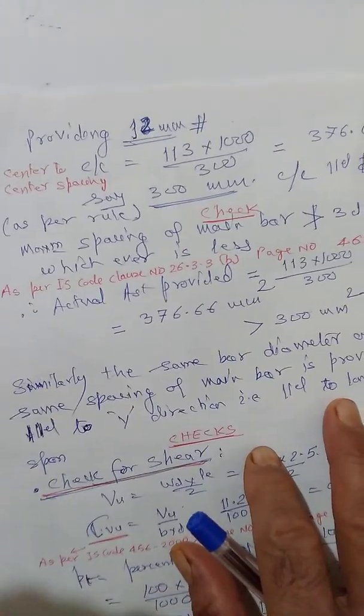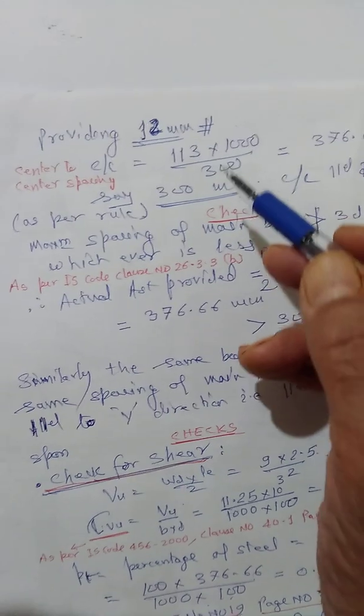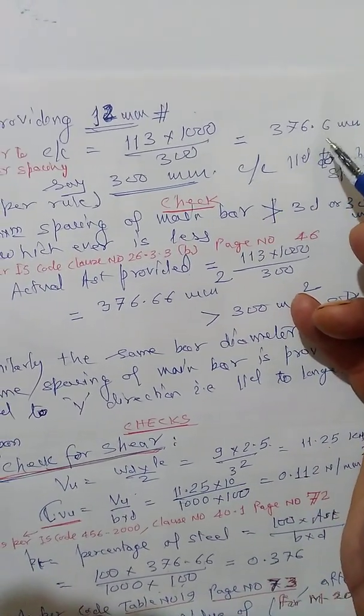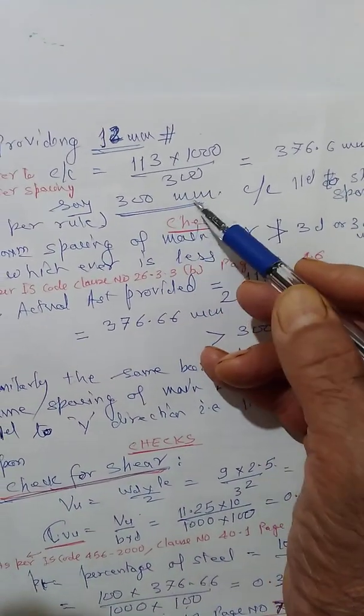Now, using a 12 mm bar diameter, I am calculating the center to center spacing, which comes out to be 376.6 mm center to center, making it 300 mm center to center.